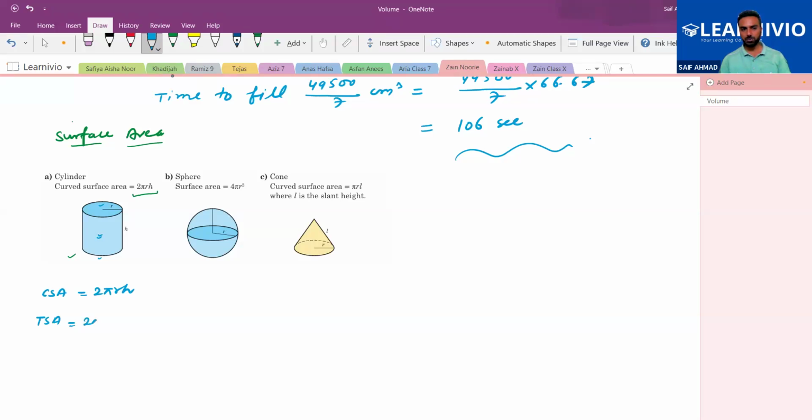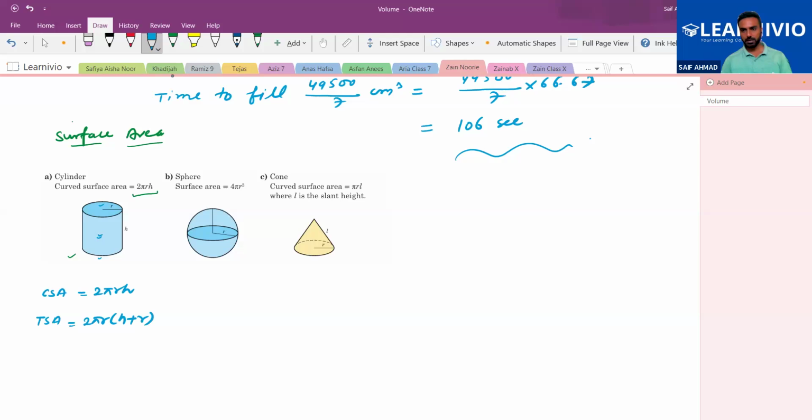Now the formula will become 2 pi r h plus 2 pi r square, because you have to add the area of two circles. The area of a circle is pi r square, so pi r square plus pi r square is 2 pi r square. And I'm taking the common factor.